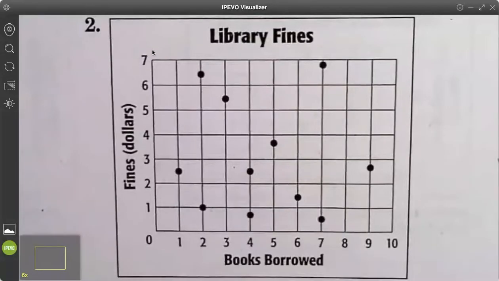Think about your answer for number 2. The answer to number 2 is there is no correlation. The amount of books you borrow has no correlation to the amount of fines you pay, according to this.